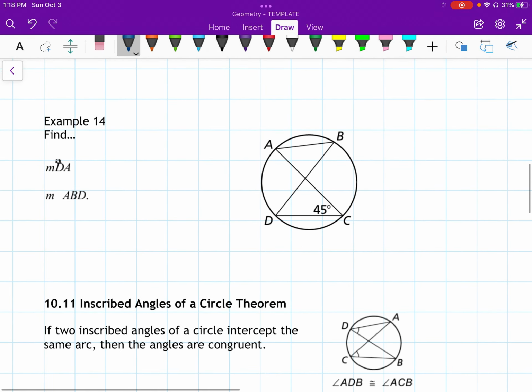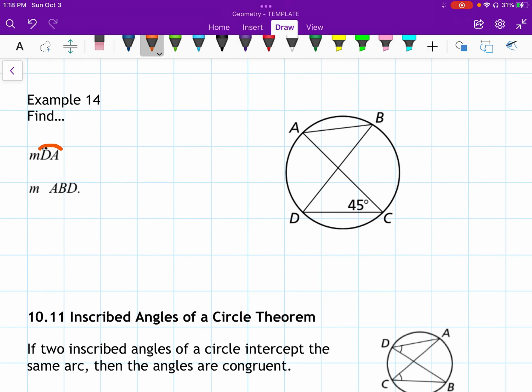Next up, measure of arc DA, and we're supposed to find the measure of angle ABD. So ABD is this one here, and then arc DA is this arc. Well, starting off, we can look at this angle. It opens up to that. That's an inscribed angle, so this is going to be 90, right? Because 90 is 45 times 2, so that's what the arc is. And then I divide back by 2 to get angle B, which is going to be 45 degrees.